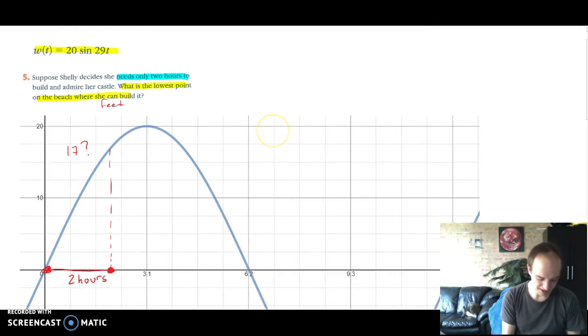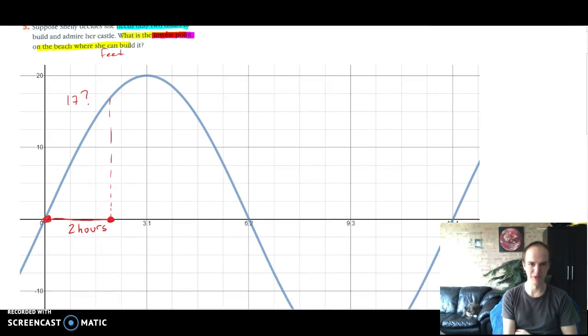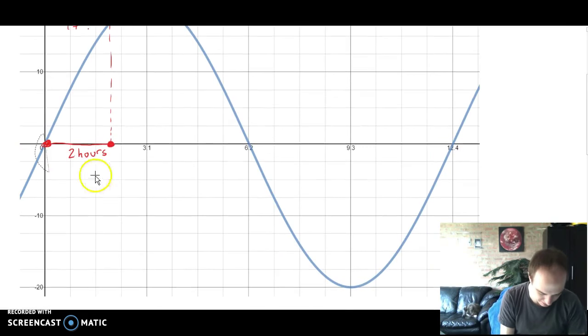In the statement, it asks, what is the lowest point on the beach where she can build it? So starting at midnight and building for 2 hours is not going to let her build at the lowest point. She's going to be underwater for the entire time of building if she's building right here. So instead, she needs to build somewhere around the lowest point. And it's sort of like taking this 2 hours, picking it up, and trying to move it around such that it's as low as it can go.